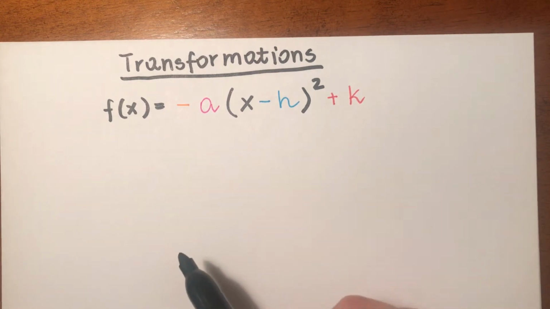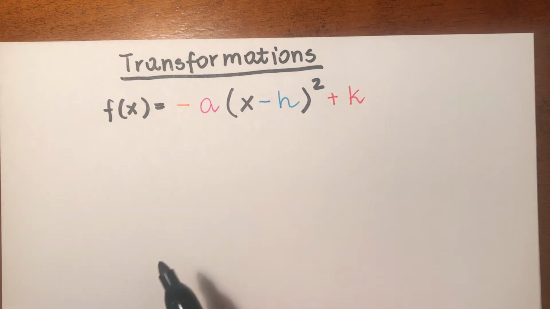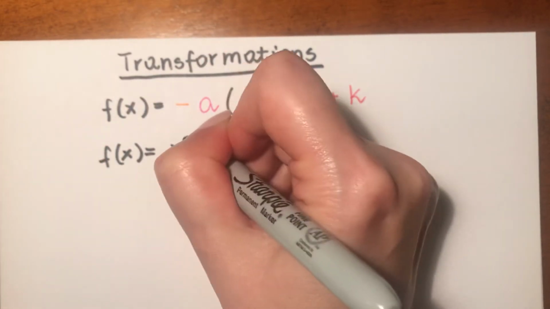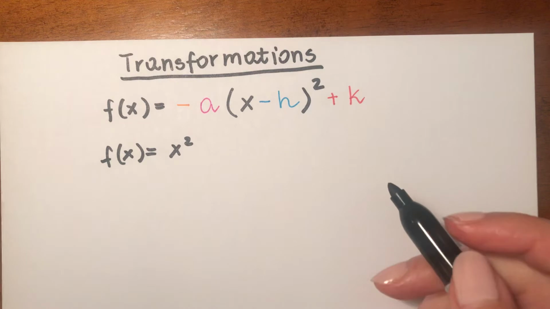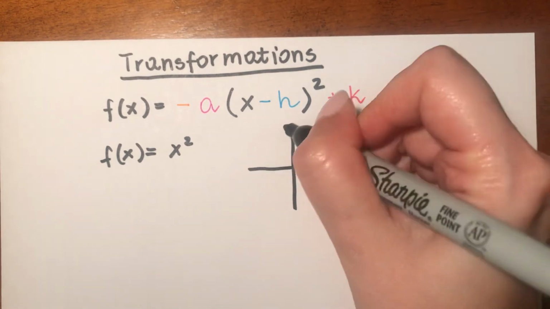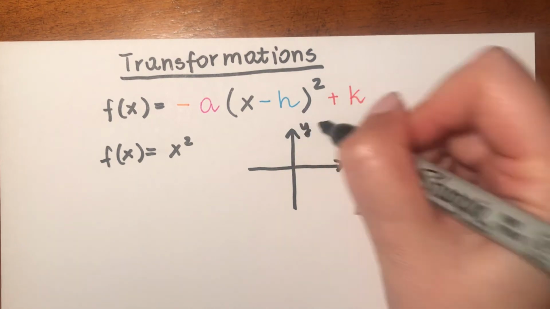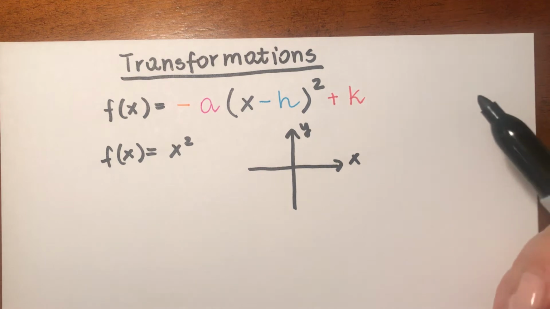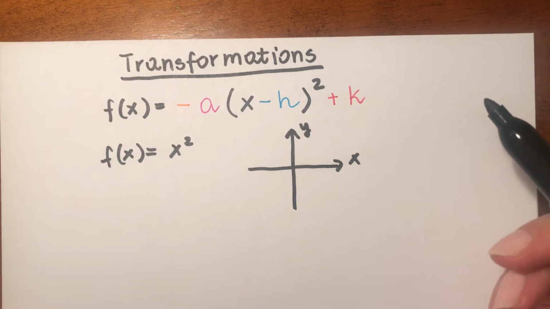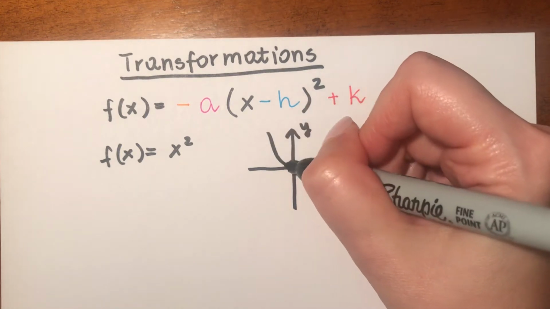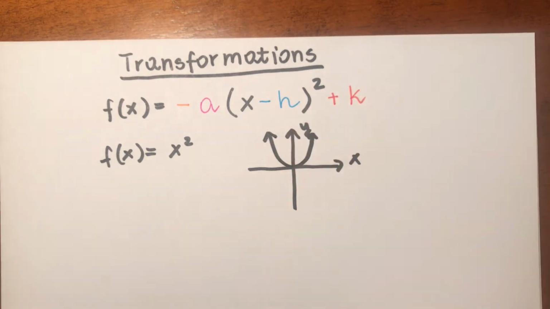Okay, so let's start with the most basic parent quadratic function. So let's say I have f of x equals x squared. If I want to sketch this function, I'm going to have my x and y. This is a parabola, right? A quadratic function is a parabola. The vertex of this function would be at the origin, and it's a parabola that opens upwards.